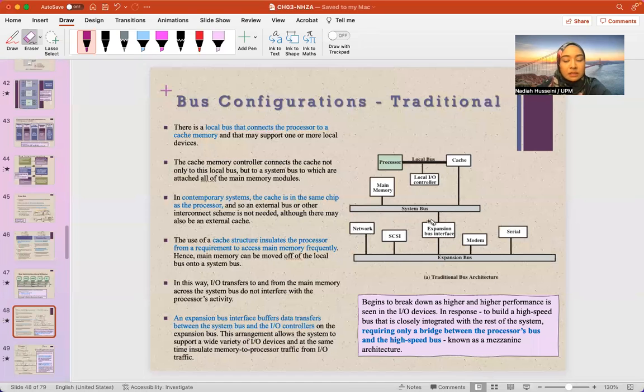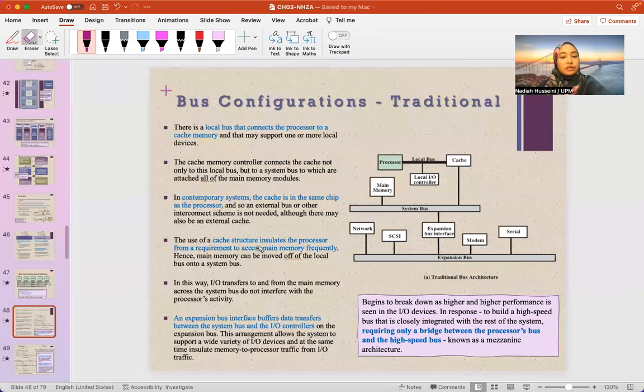The expansion bus interface acts like a controller or a buffer between the IO devices, where we have the expansion bus that is connected to the network, SCSI, what is that? The small computer system interface. And then we have the modem, the serial. These are all IO devices. Okay. What else do we need to talk about here?